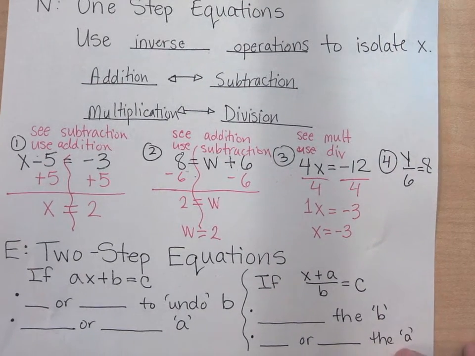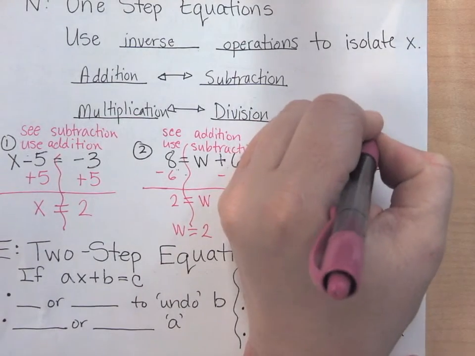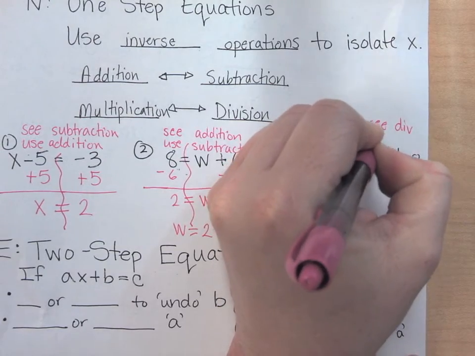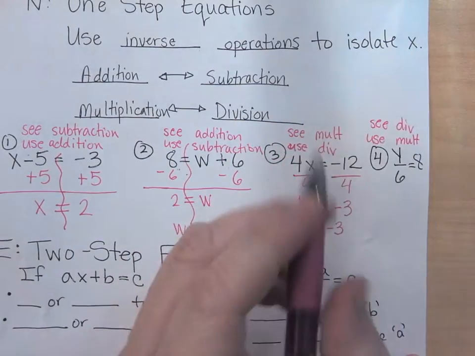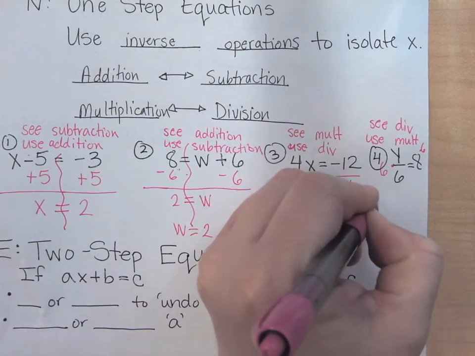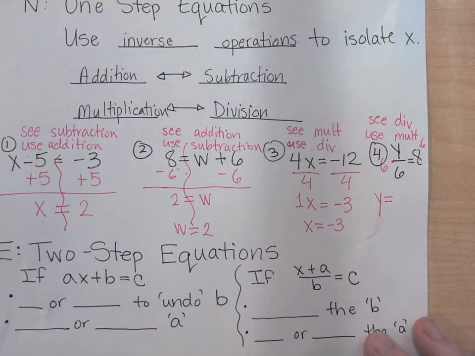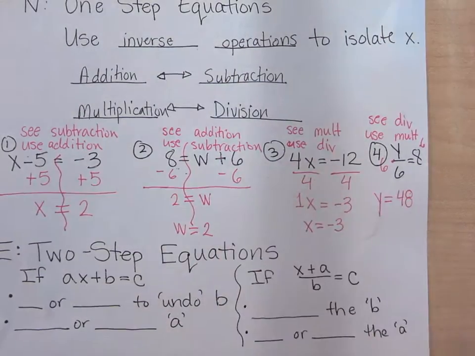Alright, and then the last one, y over 6 equals 8. Remembering that the fraction bar means division, we see division, so we're going to use multiplication. You multiply by 6, and we're going to multiply both sides by 6. So we get that y is equal to 6 times 8, which is 48. Okay, so that's just a real quick review of our one-step equations.